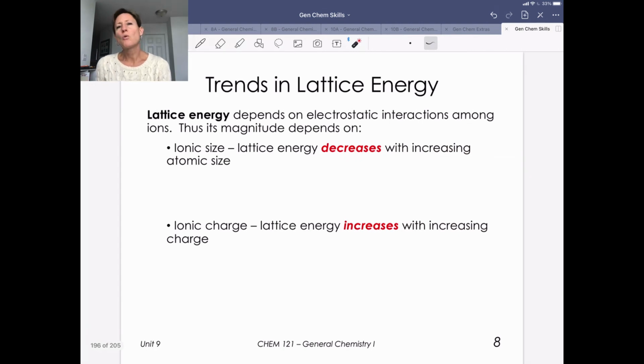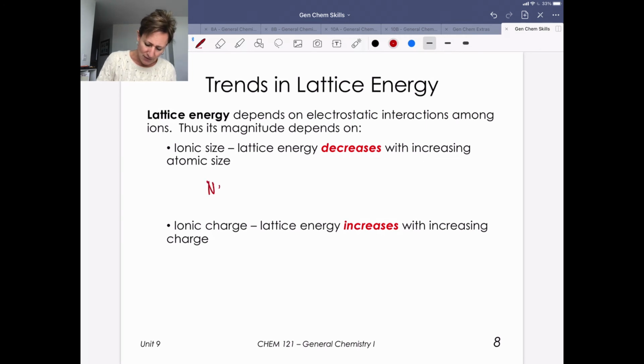But one last little qualitative piece that comes from this skill is thinking about trends that we see in lattice energy. There are 2 trends that I want you to think about, and you're likely going to see problems on your online quiz that ask you to rank who might have the greatest lattice energy. The first trend is ionic size. And I'm always going to give you apples to apples comparisons.